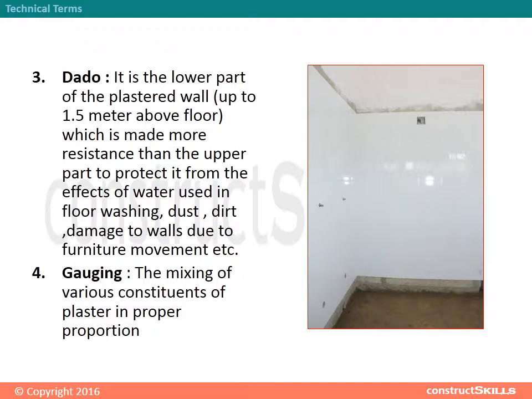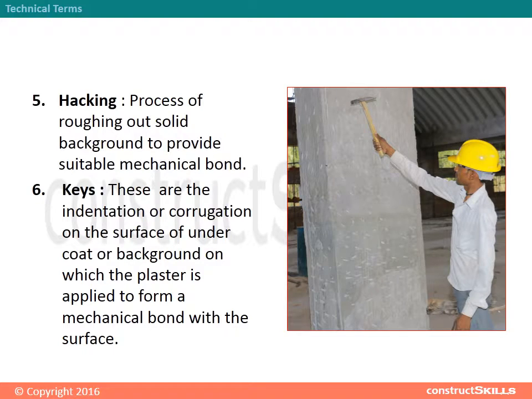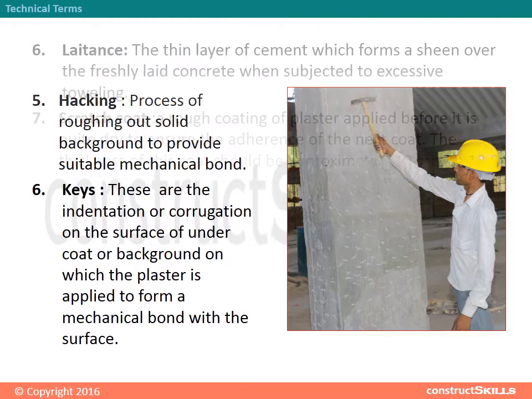Gauging: the mixing of various constituents of plaster in proper proportion. Hacking: process of roughing out solid background to provide suitable mechanical bond. Keys: these are the indentation or corrugation on the surface of undercoat or background on which the plaster is applied to form a mechanical bond with the surface.